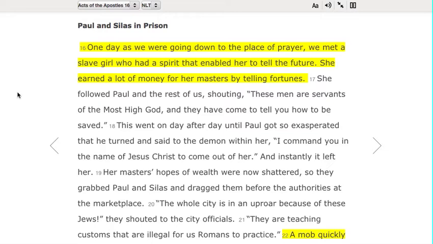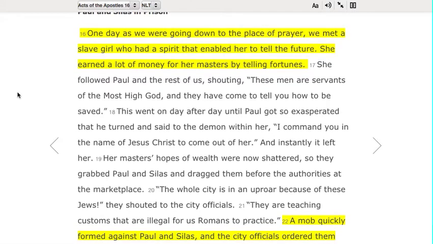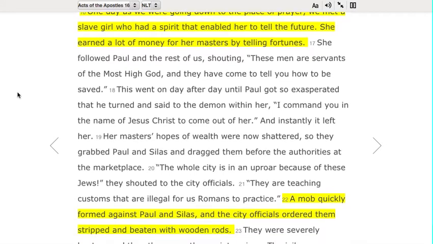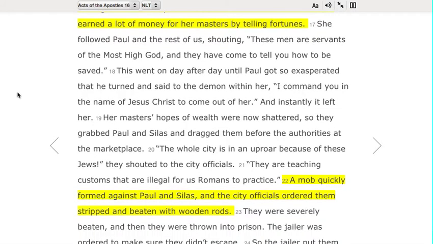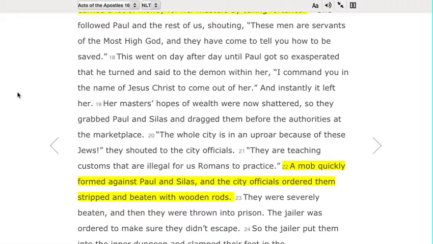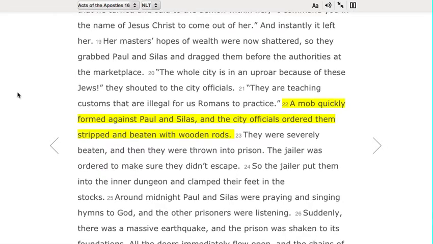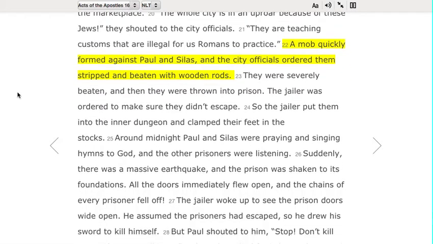I thought it was interesting, though, to point this out. Paul and Silas, one day, were going down to a place of prayer. They saw a slave girl who had an evil spirit that allowed her to tell the future. And she made her masters rich by telling those fortunes. You can read it for yourself, but Paul casts the demon out of this girl. So the masters naturally get upset because they just lost their revenue. It says that a mob formed against Paul and Silas, and the city officials ordered them stripped and beaten with wooden rods.